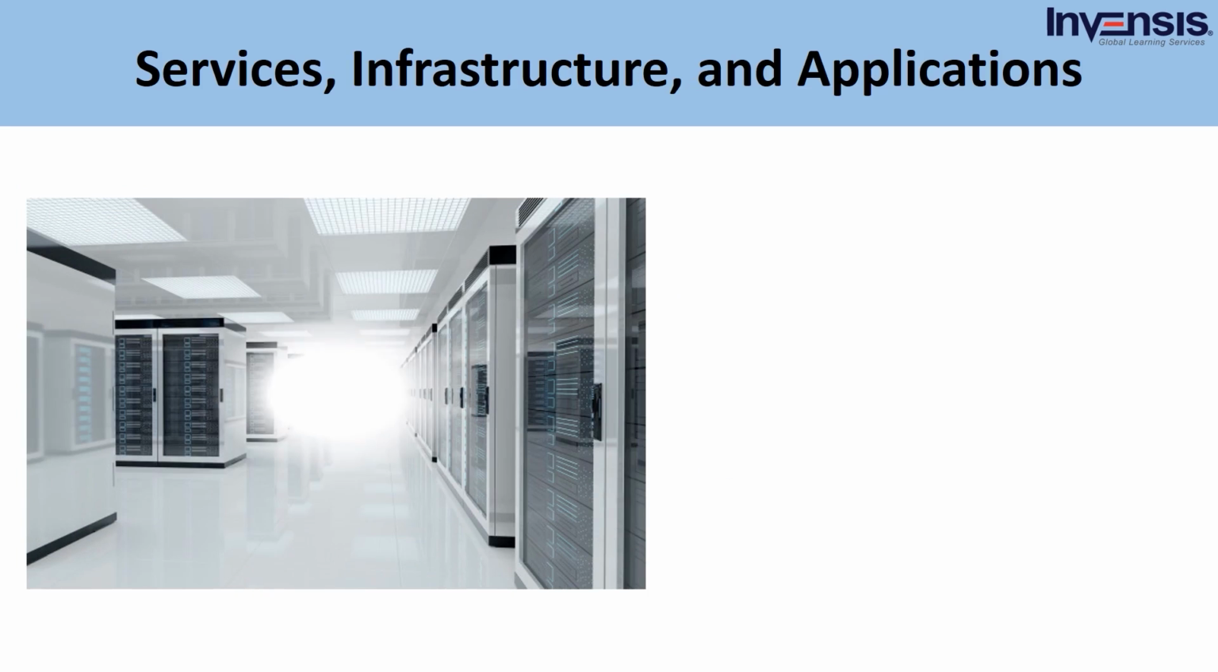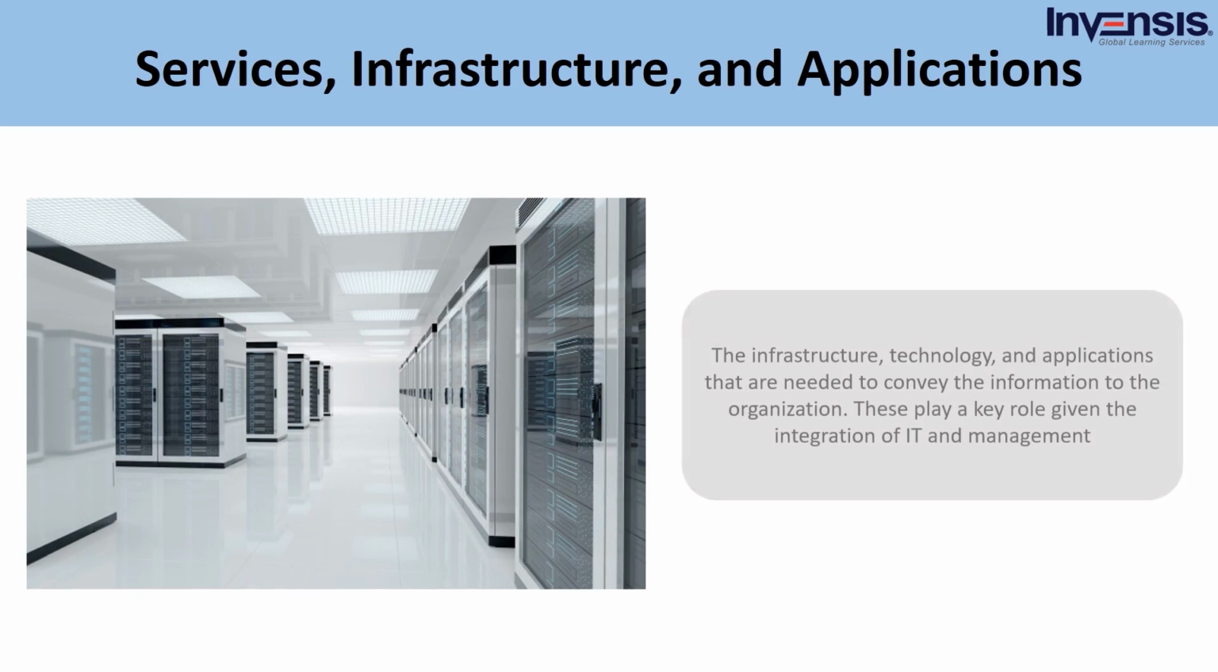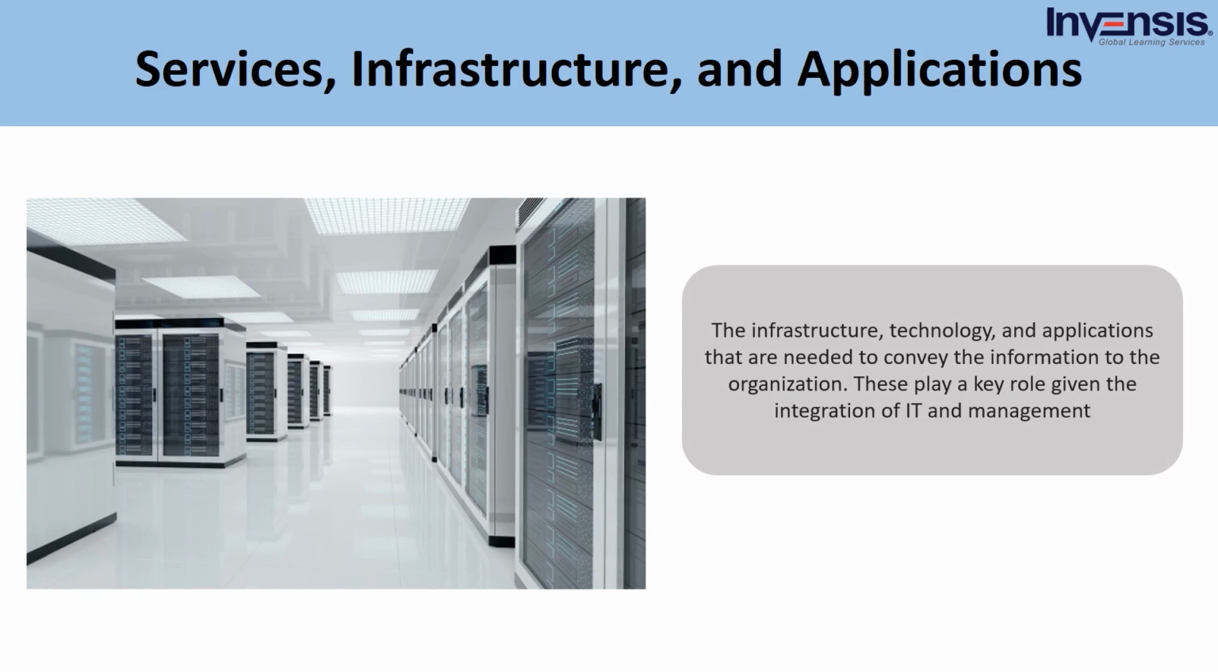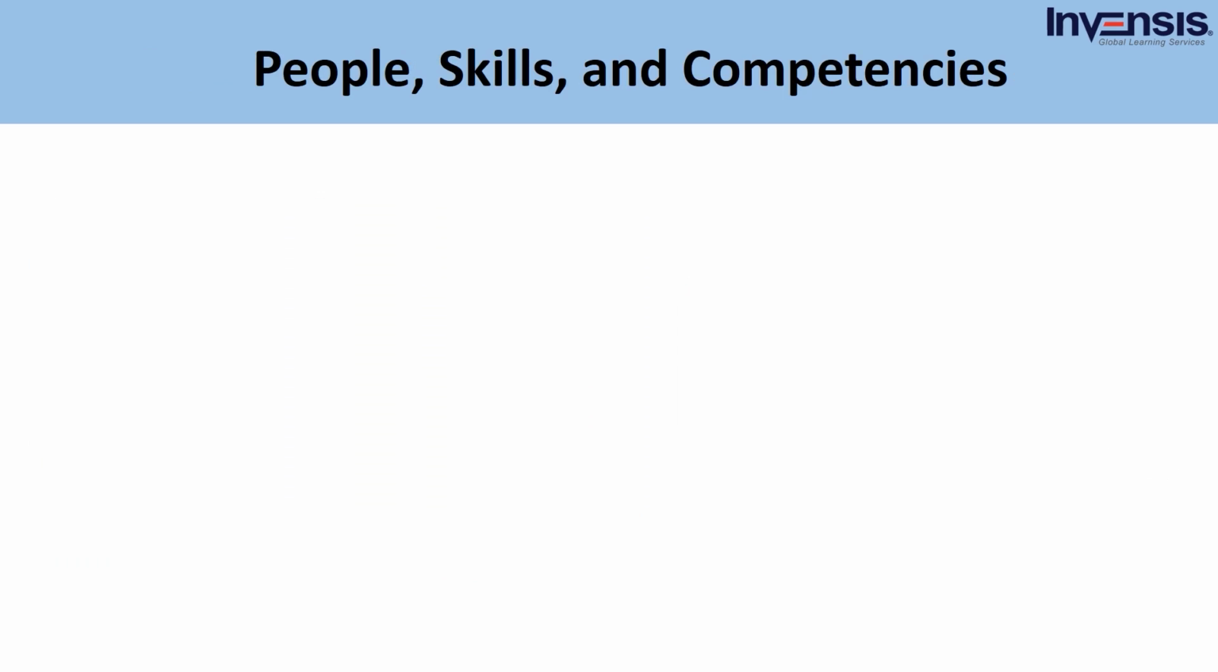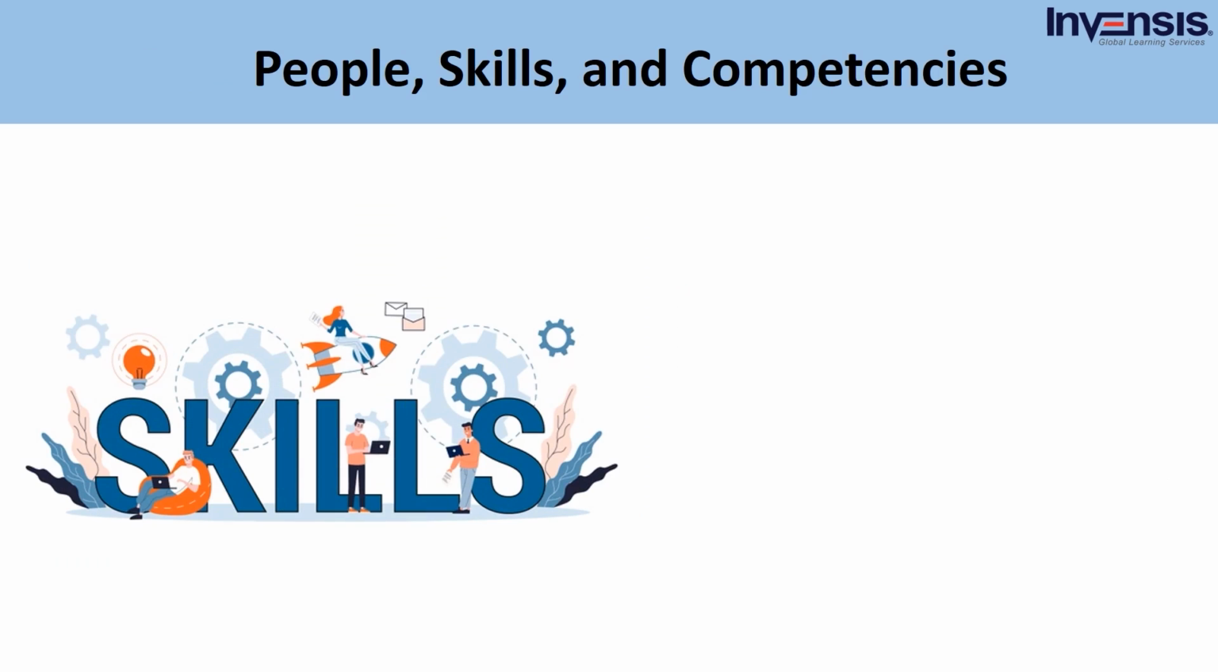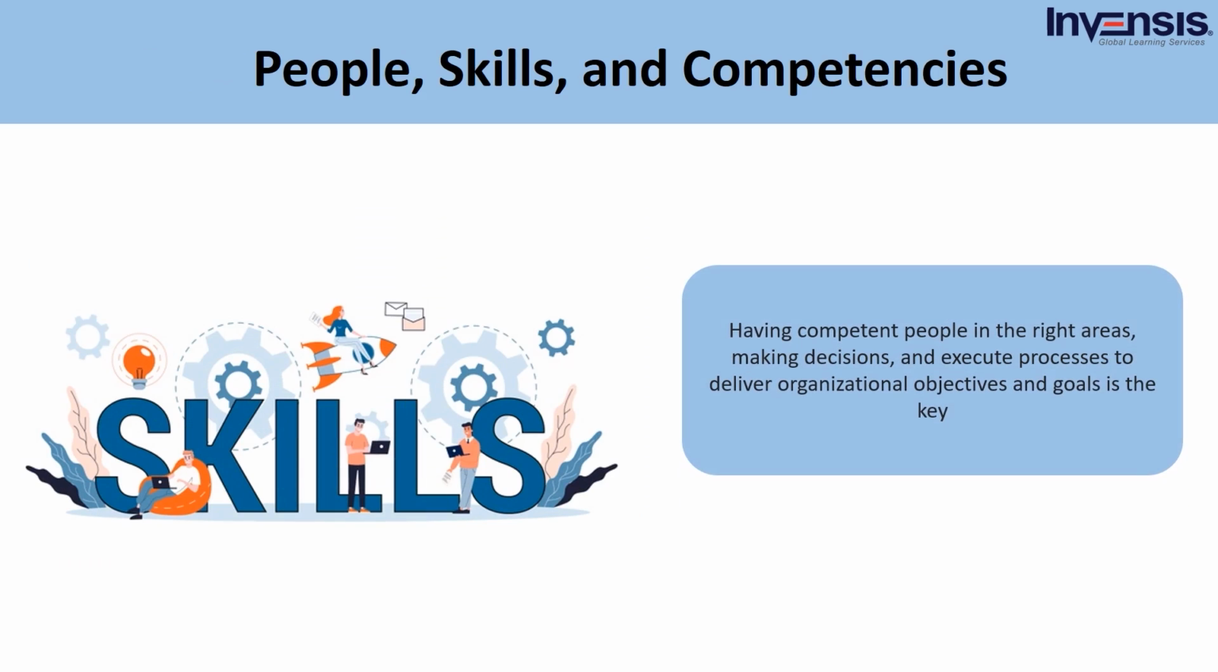The sixth enabler is services, infrastructure, and applications. The infrastructure, technology, and applications that are needed to convey the information to the organization. These play a key role given the integration of IT and management. The seventh and last enabler is people, skills, and competencies. Having competent people in the right areas, making decisions and executing processes to deliver organizational objectives and goals is the key.